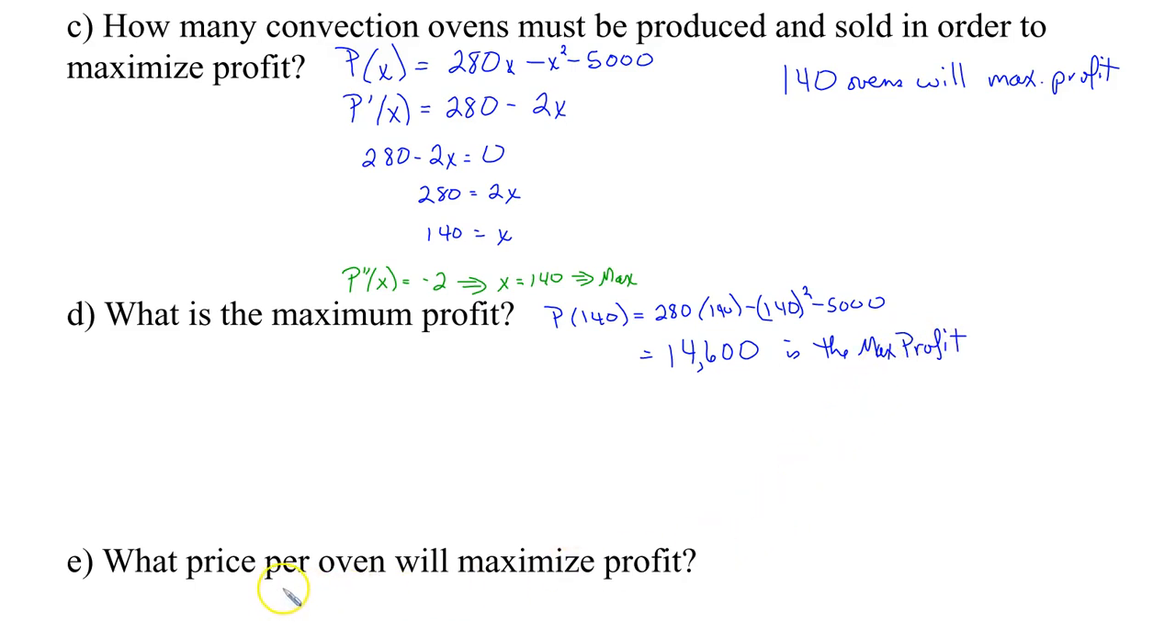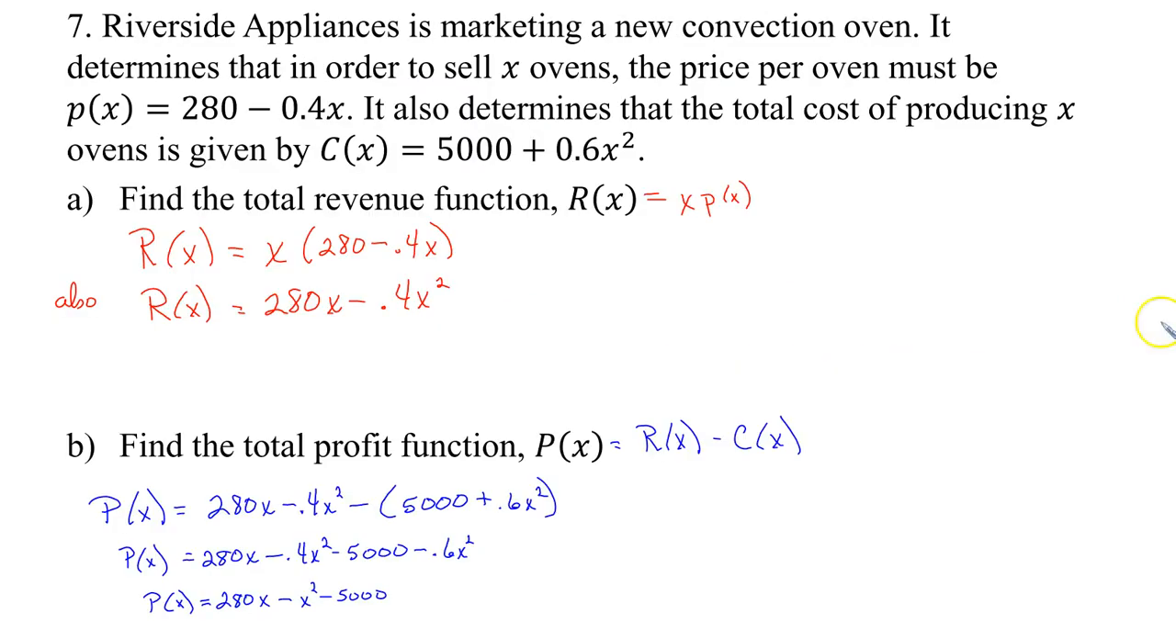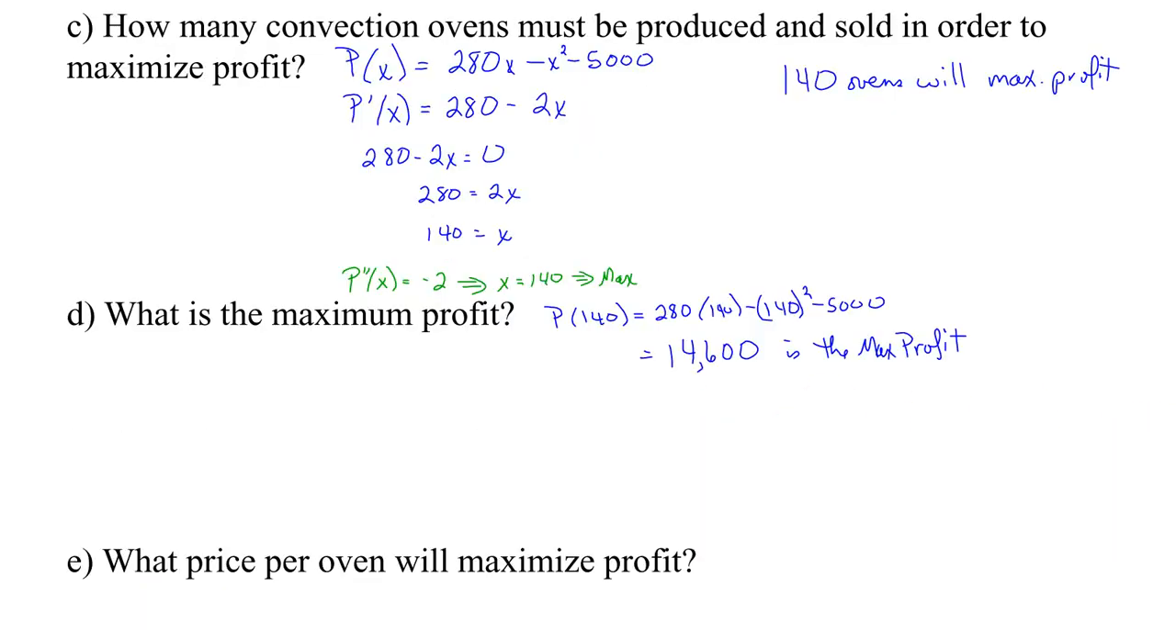Now, here's the last question, and I need you to be really careful. This says, what price per oven will maximize the profit? So this we are going to go back because I really want to highlight this to you. Here is the function that we are now looking at and talking about. This is, and that yellow does not show up, the price function. This is the function that I'm going to need to use to find the answer to my last question. So let's go back to the last slide here.